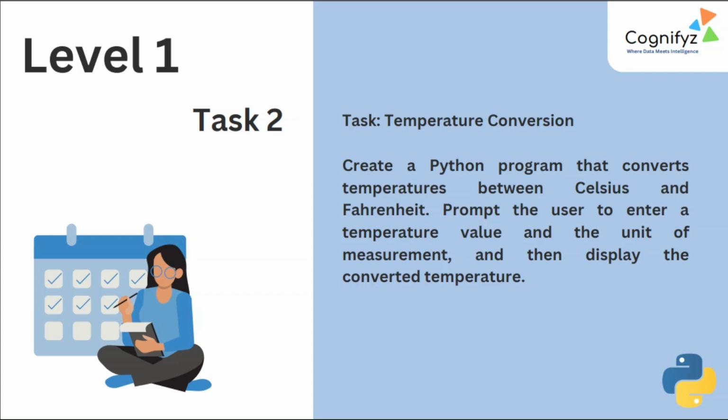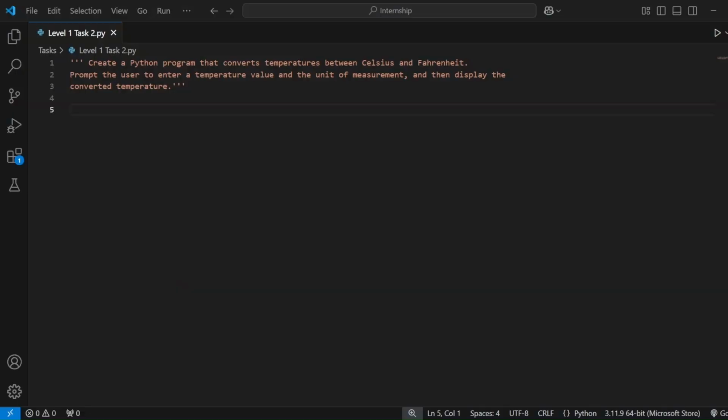So today's task is about temperature conversion. Create a Python program that converts a temperature between Celsius and Fahrenheit. Prompt the user to enter a temperature value and the unit of measurement and then display the converted temperature. So let us begin with our code.